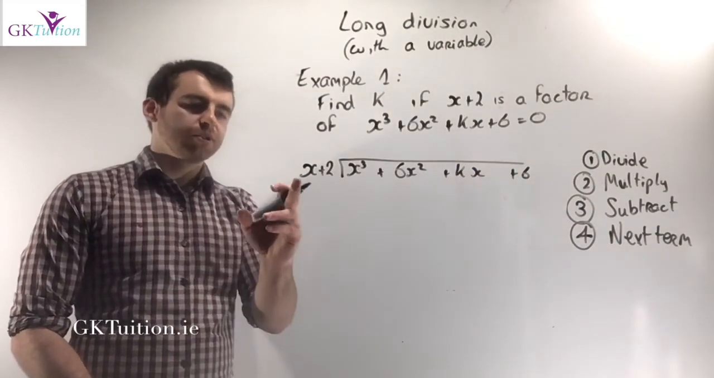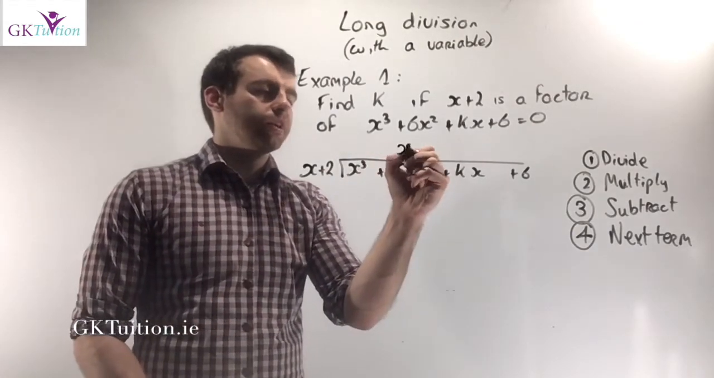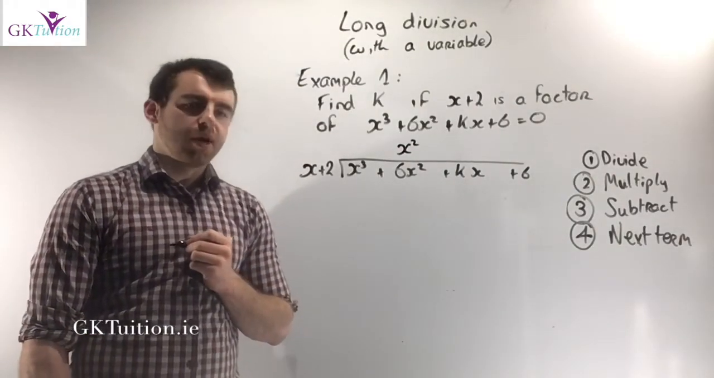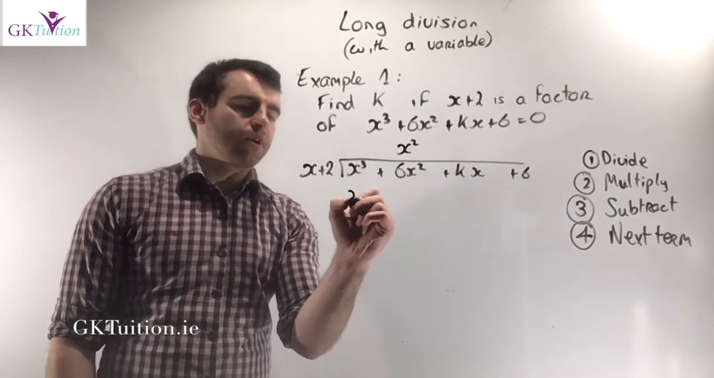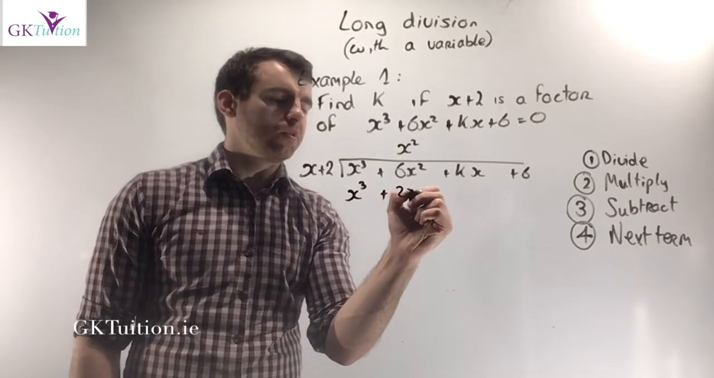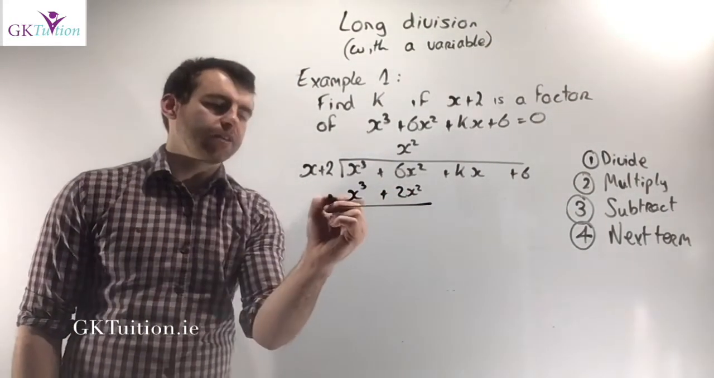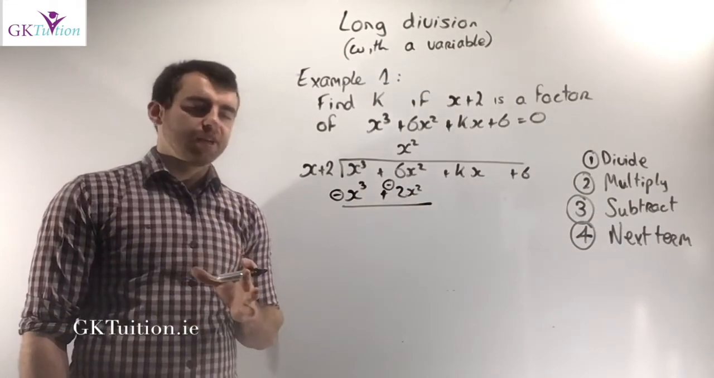The first thing we'll do is divide x into x cubed. And x divided into x cubed will give me x squared. The second thing I'm going to do is multiply. I'm going to multiply x squared by each of these terms. X squared by x is x cubed, while x squared by plus 2 is plus 2x squared. My third step is to change my signs and subtract, so this becomes a minus and this becomes a minus. Now I want to point something out to you here.